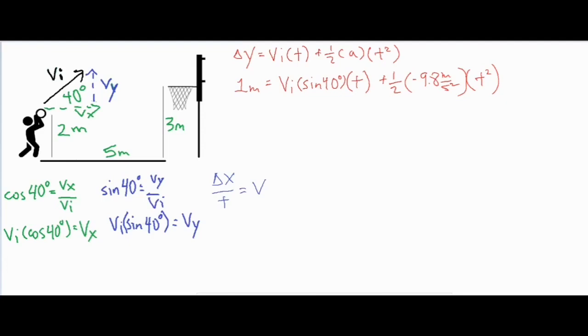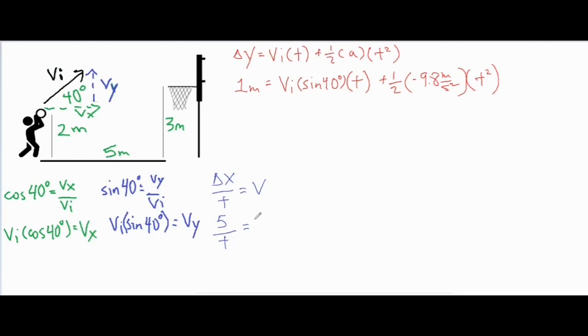So in the horizontal direction, we can use a constant velocity formula because there are no forces acting in the horizontal direction once the ball is released. So the ball is going to be moving horizontally in a constant motion. So the delta x is going to be 5, and the t is our unknown, and the velocity in the x direction is right over here.